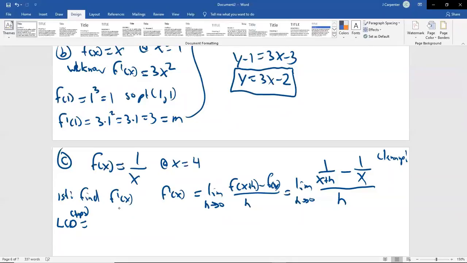So I'm only looking at the tops. I'm ignoring this h in the bottom since it's not a fraction. So just the x plus h and the x. Well, that LCD is x times x plus h. They're completely different, so you have to have them as a product. And then we will multiply each fraction, top and bottom, by what it's missing.